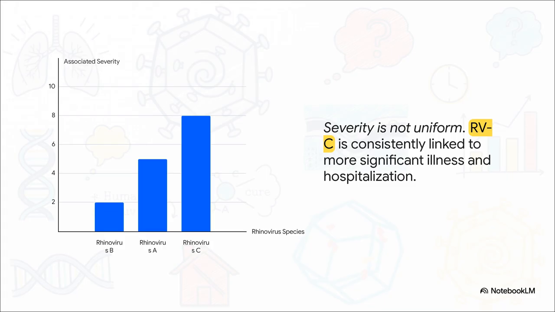As this chart clearly shows, while rhinovirus B tends to be milder, species A and especially C are the ones consistently linked to more serious illness, more wheezing, and more hospitalizations. This makes knowing this species clinically very relevant.